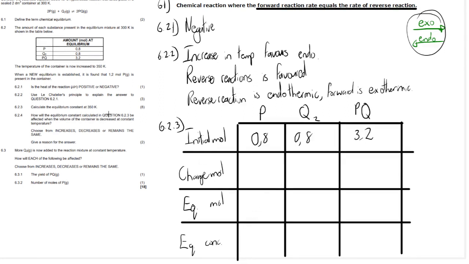Okay, so I think we need to just maybe step back and look at the question as a bigger picture. They're telling us that there was a container set up at 300 Kelvin, and this and this and this was found in that container, right? There was some reaction taking place. It's at equilibrium, and at that equilibrium we had 0,8, 0,8, and 3,2 mole respectively of each of those three. You with me?